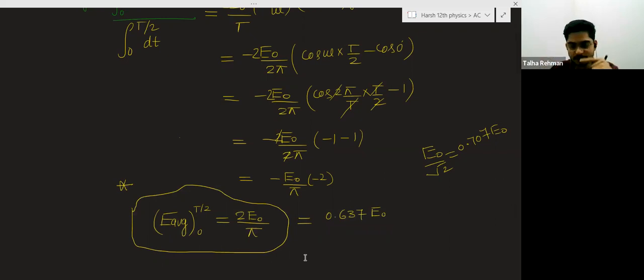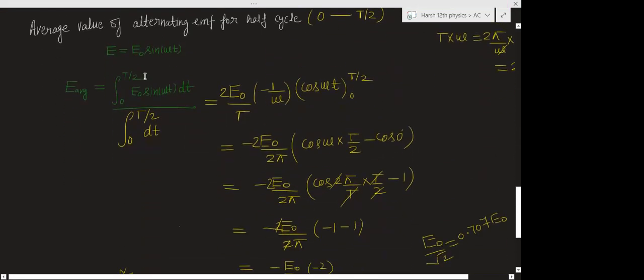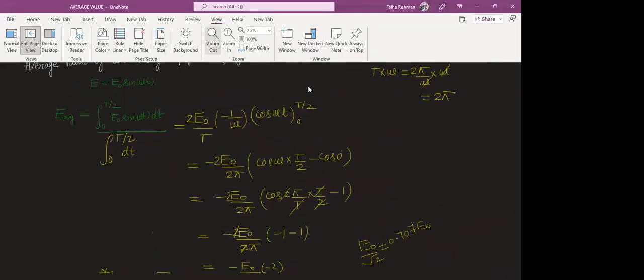What is the average value of alternating EMF for the full cycle? For the full cycle, it will be 0. For the half cycle, it will be 2 E naught divided by pi. Okay, so write down fast.